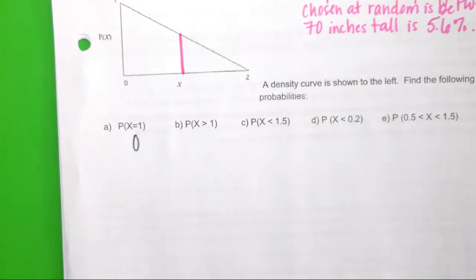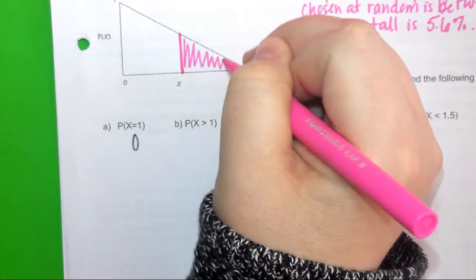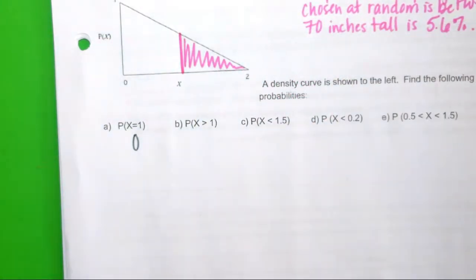So the probability of it being exactly that one discrete point of 1: do we actually have a colored triangle right now? Can we find the area of that? No. So it's 0. But now it says greater than 1, so they're asking from the pink line on. Can we find the probability of that? Yes, we can find that area. There is a set area now.